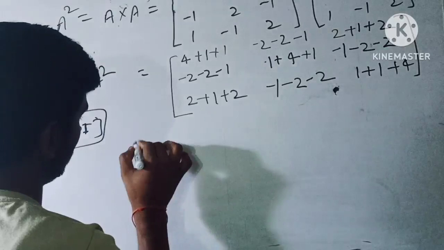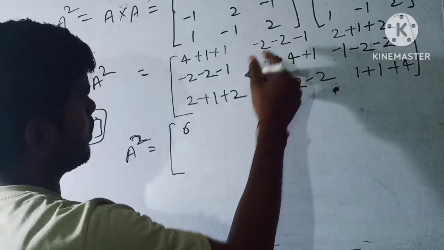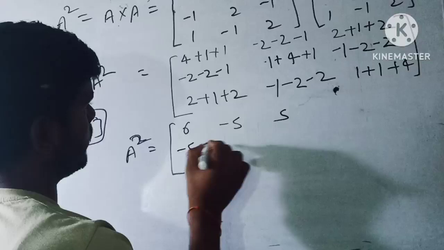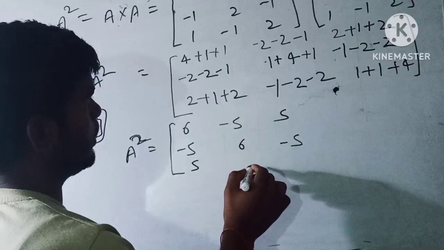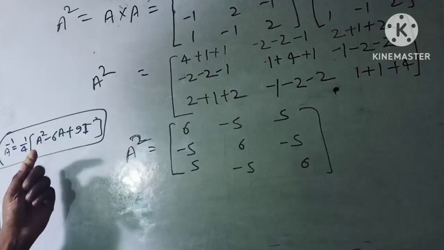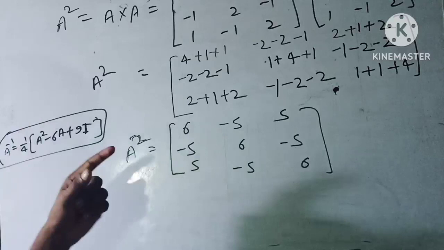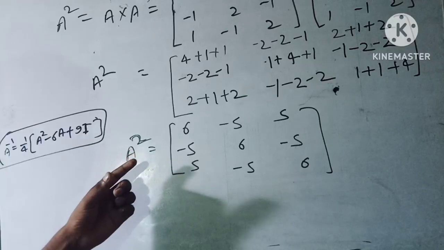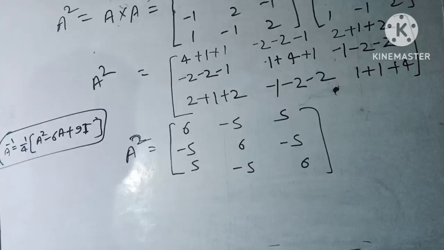Now A square equal to 6 minus 5 plus 5, minus 5 6 minus 5, 5 minus 5 6, right? Now we will find the A cube by using this equation. The highest power of the matrix A is 2. So we need only A square, right? Not A cube. So we have to find minus 6A, right? What is the value of A?